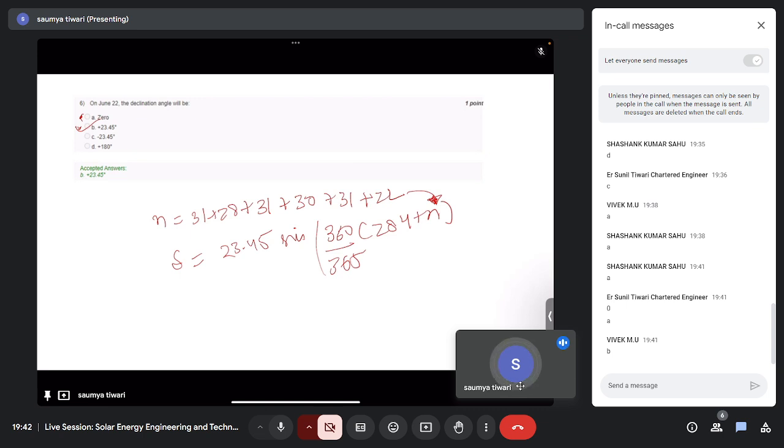Or if you remember, June 22 is your summer solstice, right? So on that day, the sun rays will fall perpendicularly on the Tropic of Cancer, which is plus 23.45 degrees. So the summer solstice is June 22, and the winter solstice in the northern hemisphere is December 21. These are the things you can keep in mind to save your time. Okay.